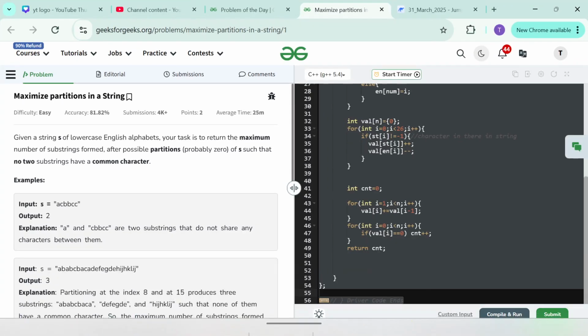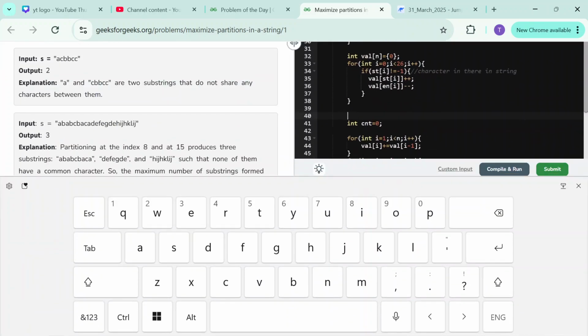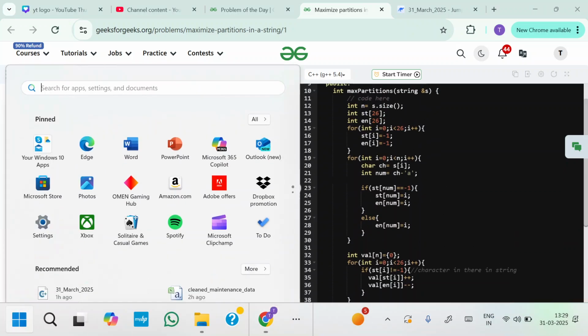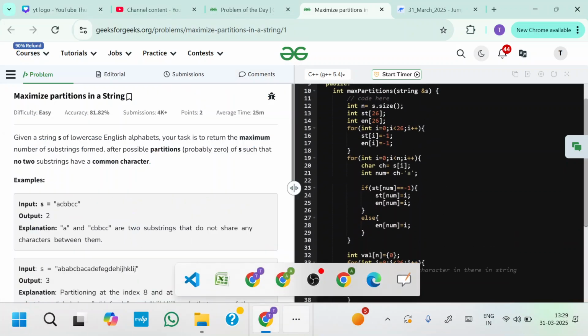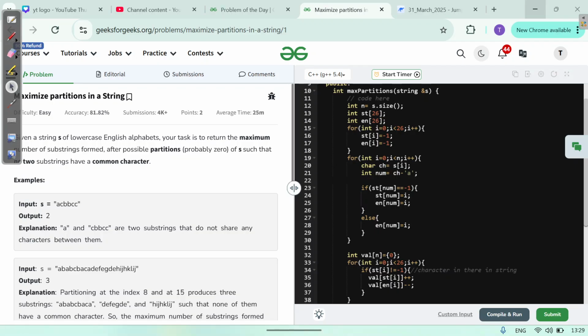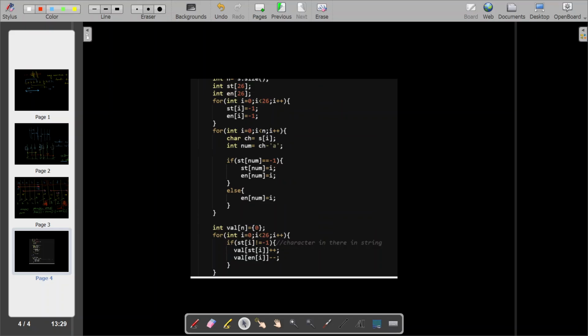Okay, here is my code. I think I should take the screenshot and then I can explain it.